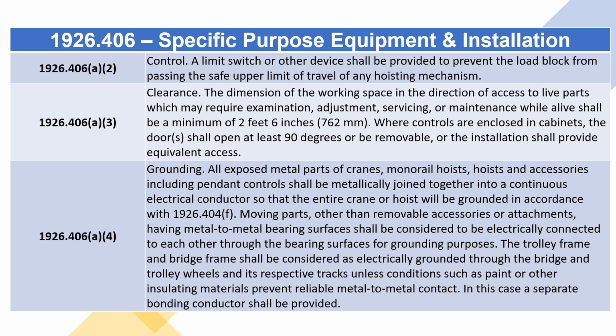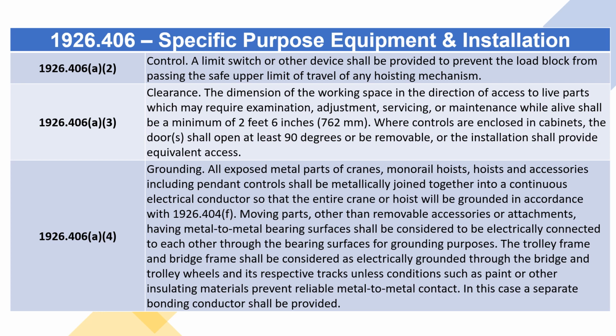1926.406 A4 Grounding. All exposed metal parts of cranes, monorail hoists, and accessories including pendant controls shall be metallically joined together into a continuous electrical conductor so that the entire crane or hoist will be grounded in accordance with 1926.404 F. Moving parts, other than removable accessories or attachments, having metal-to-metal bearing surfaces shall be considered to be electrically connected to each other through the bearing surfaces for grounding purposes.